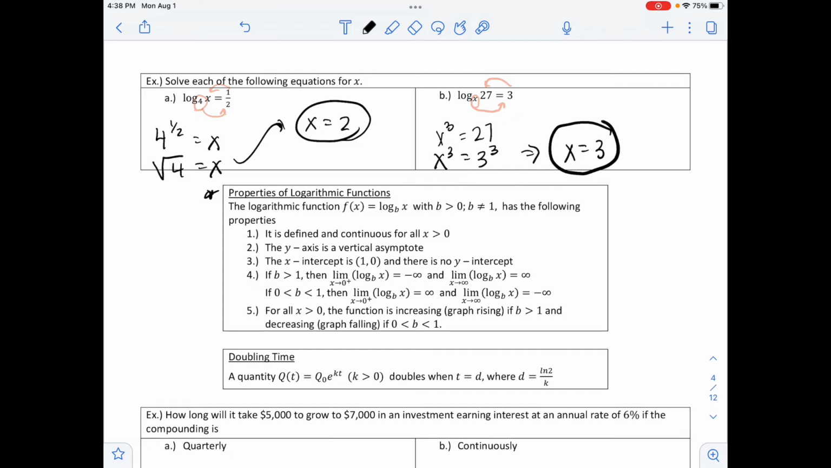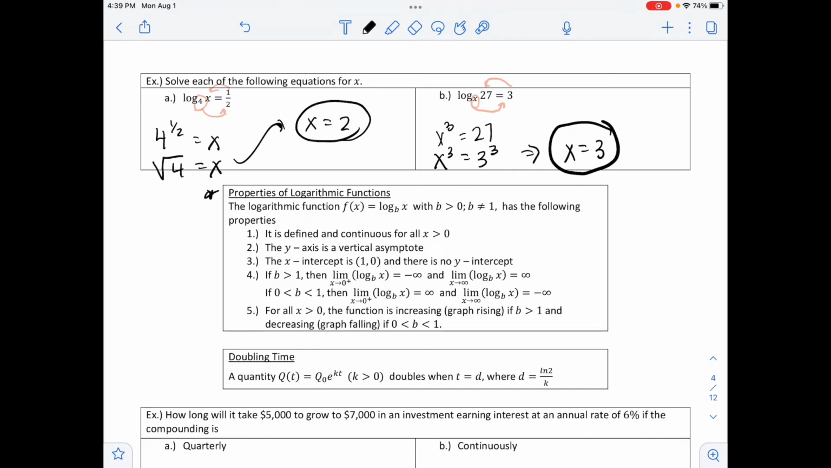4, if b is greater than 1, then the limit as x approaches 0 from the right of the log function would be equal to negative infinity, and the limit as x approaches infinity of our log function would be equal to positive infinity. If b is in between 0 and 1, then the limit as x approaches 0 from the right of our log function is infinity, and the limit as x approaches infinity of our log function is equal to negative infinity. Again, take a sec to look back at that graph that we had on the previous page.